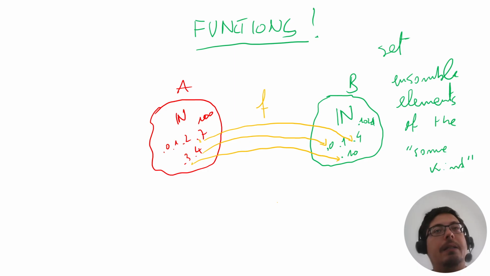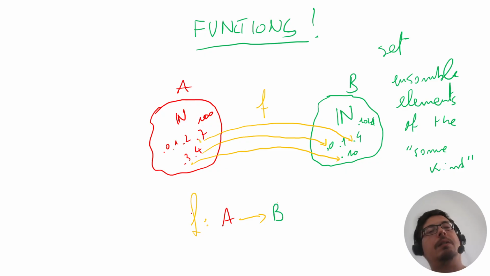And we write this by saying that f is a function that goes from the set A to the set B. And when we do this, we are implying that all of A is included in the definition of f, and all of B is included as well.